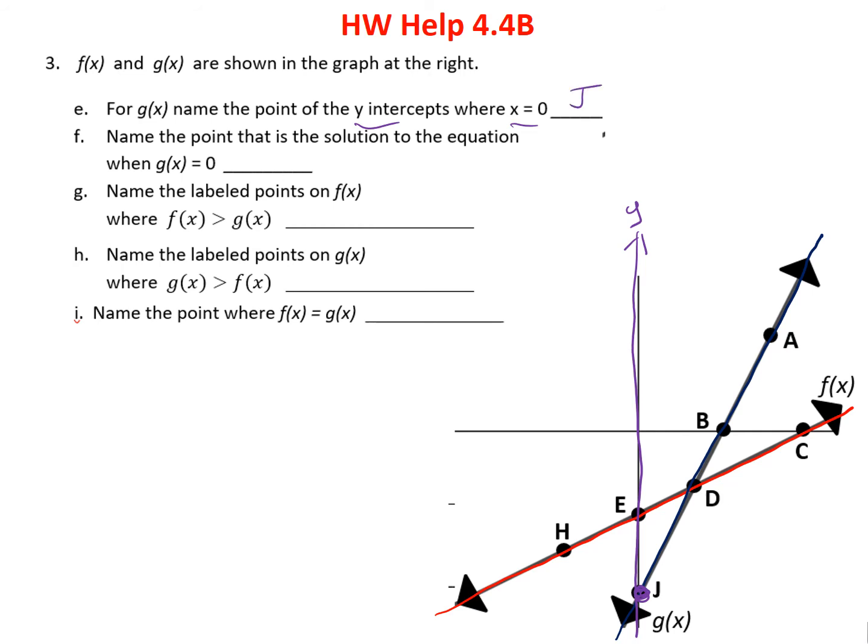F, name the point that is the solution of g of x equals 0. Again, we're looking, g of x equals 0 is all along the x-axis here. So where does g of x equal 0? Well, here's g of x. That's going to intersect here at point B.